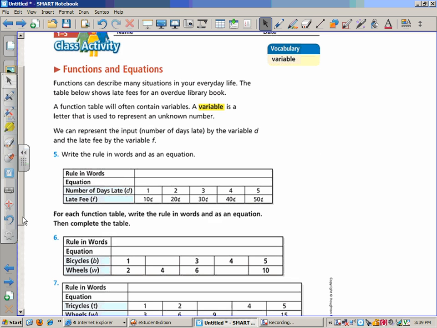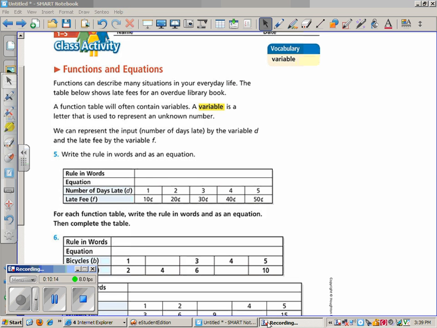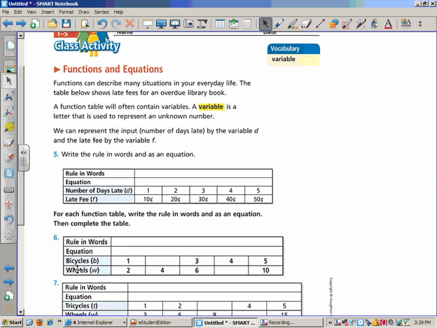All right. So function machines in the real world and how they work with equations, they can determine things that are happening in everyday life. And of course, we're still using a variable, which is that letter to represent an unknown number to help us solve these input situations. Okay. So let's look at the first one. Write the rule in words and as an equation.